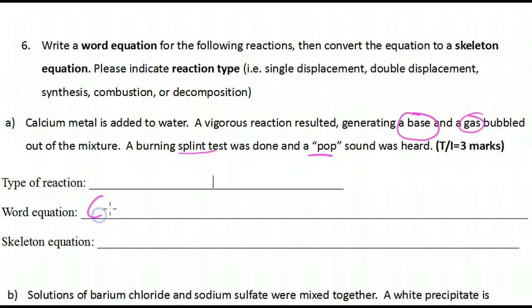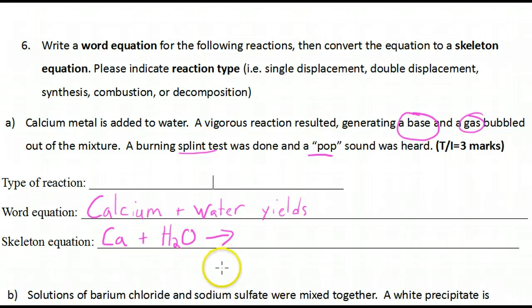So we have calcium and we have water. And then that yields, and that's what we have to think about. What does it yield? To help us with that, let's come up with the skeleton equation. So we have Ca for calcium, and we have water, which is H2O. And then that yields, so we know it yields a base and a gas.